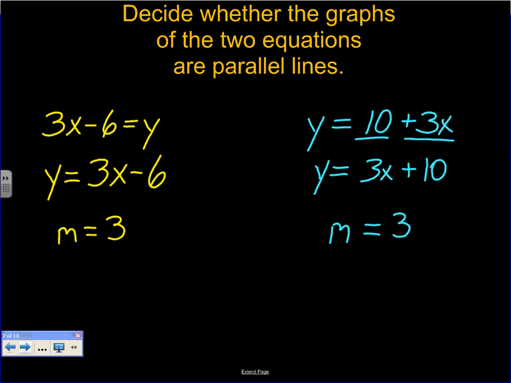And if we look at the slopes, they are both the same, so those are parallel lines. Those two lines are parallel.